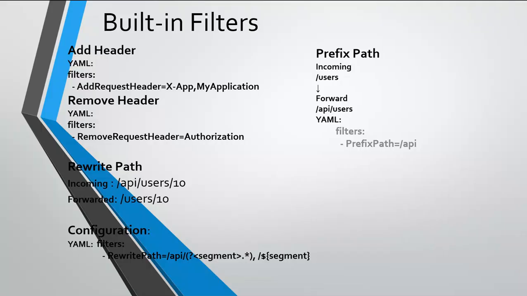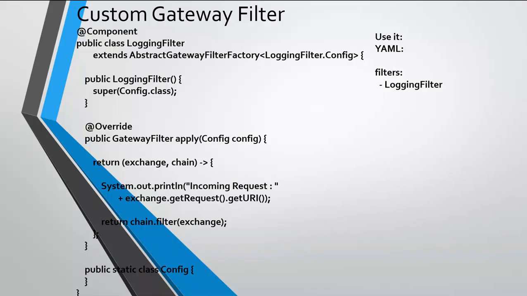Filters, RewritePath equal to slash api slash the segments, and the things like users 10 we are passing here, it will be like this only. And the prefix path we have to define like this. Incoming will be users. If it gets the requested users, it will forward to api and users, right? The YAML filter will be like this: PrefixPath equal to slash api. So it will get slash users, and it will add slash api to that.